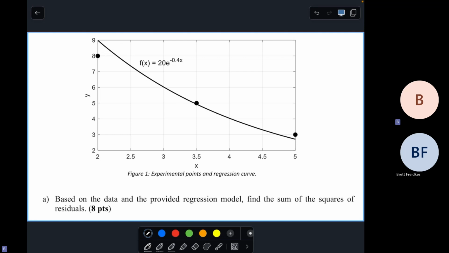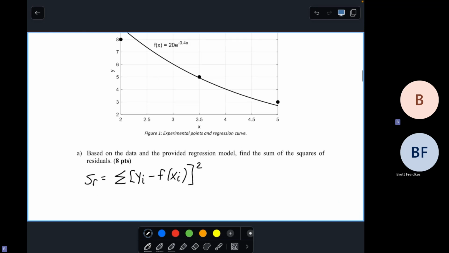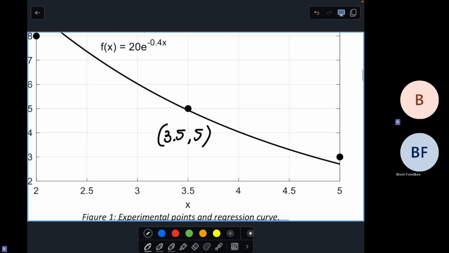Marco, you feeling good? Okay, let's go ahead and do this. So the sum of the squares of the residuals is SR. That is the summation of yi minus f of xi, that whole thing squared. How many data points do we have? 3. So we have to do 3 terms in the sum. Let's write down our points. What's this point? That is 2, 8. The next one. Yep, and the last one, 5, 3.